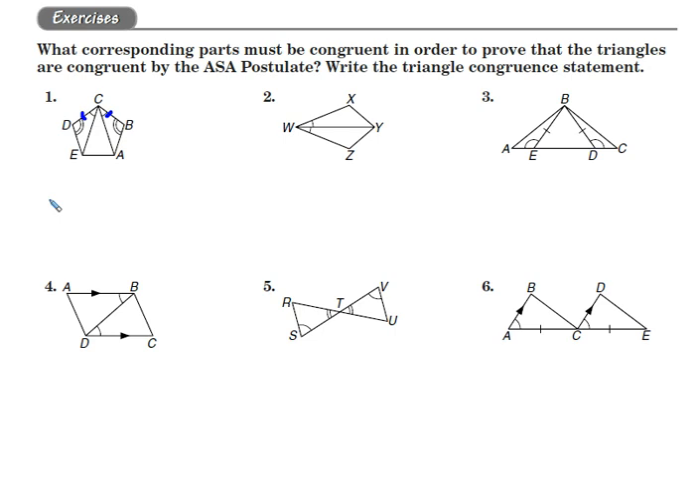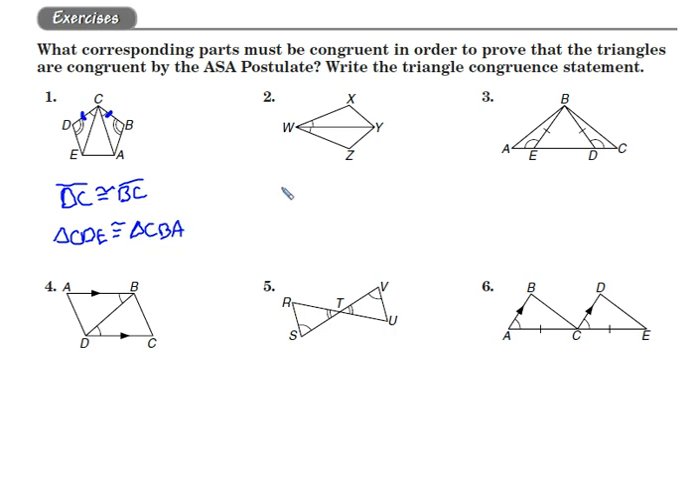We will make that statement right here, DC congruent to BC, and by that we now have established angle side angle, so we can safely say triangle CDE is congruent to triangle CBA.